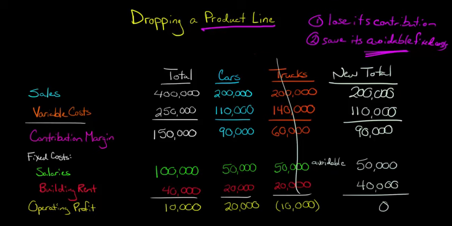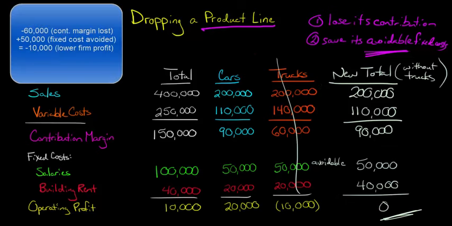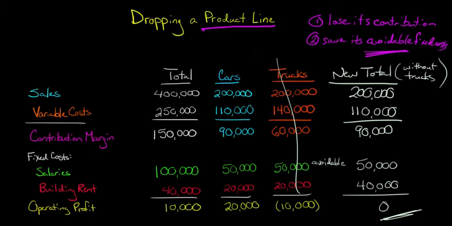This is without the truck division. So without trucks, we don't make any money. This is the firm as a whole. Without the trucks, if we get rid of that, we make no operating profit, whereas before, with the truck division, we made an operating profit of $10,000. So it seems counterintuitive. We say, well, look, the truck division was losing money. How come by getting rid of it, the profit of the firm actually went down? And the reason is this building rent, right?